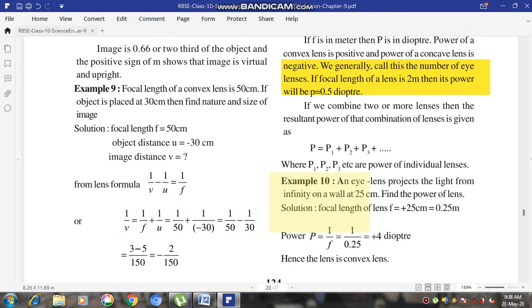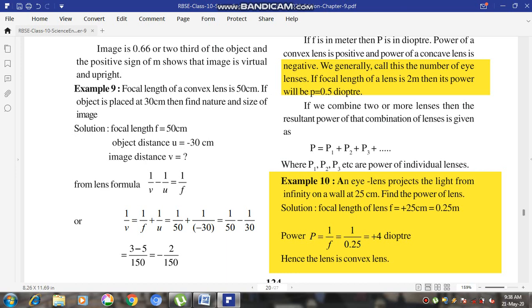Example 10. An eye lens focuses the light from infinity on a wall at 25 cm. Find the power of the lens. Solution: what is the focal length of the lens? That is 25 cm. Okay. So first we need to change centimeter to meter. That is 0.25 meter.